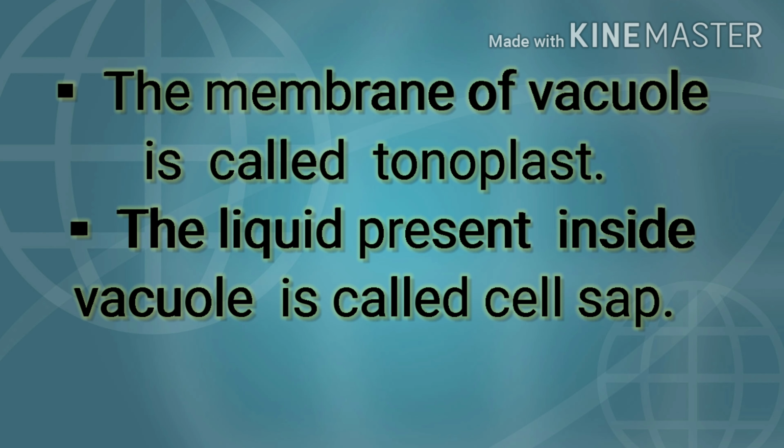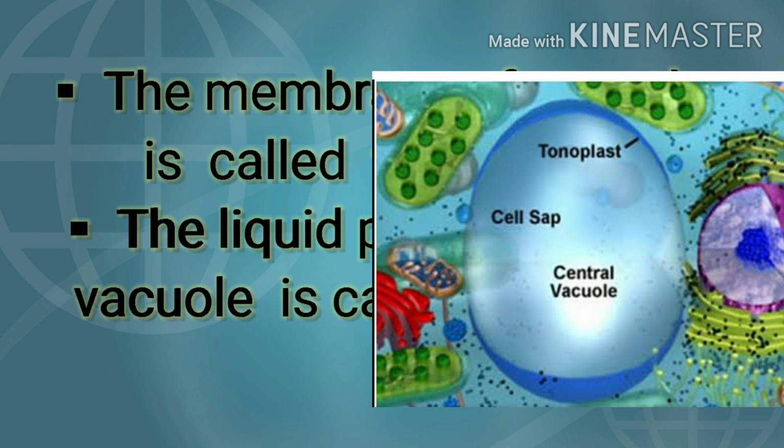The membrane which surrounds the vacuole is called tonoplast, and the liquid substance which is present inside the vacuole is called cell sap, which contains water, some dissolved sugar, salt, that means various types of minerals and the nutrients that are necessary for the plant cell. So this should be clear from this diagram. So this is the tonoplast, the membrane which surrounds the vacuole, and this is the cell sap which is present inside the vacuole.